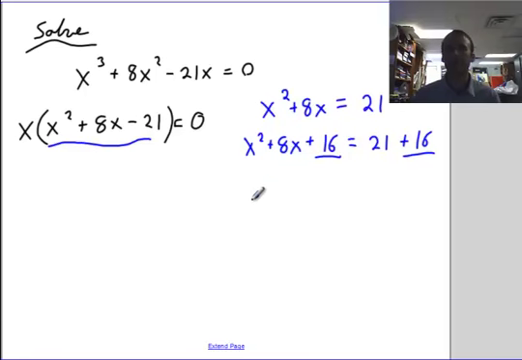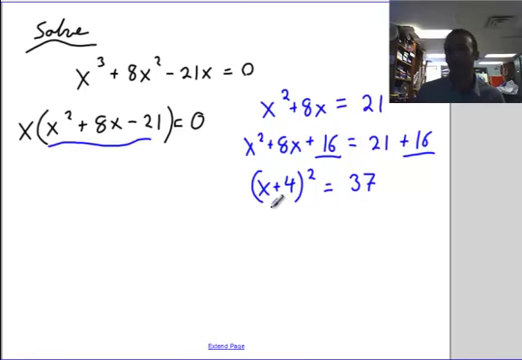This is the completing the square part. Now this will always factor to x plus whatever your b value over 2 was, so x plus 4 squared. And I'm going to combine that. So 21 and 16 is 37.